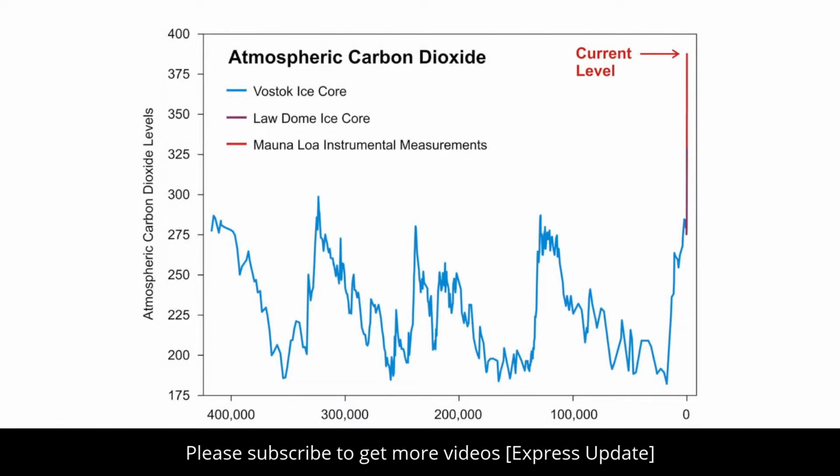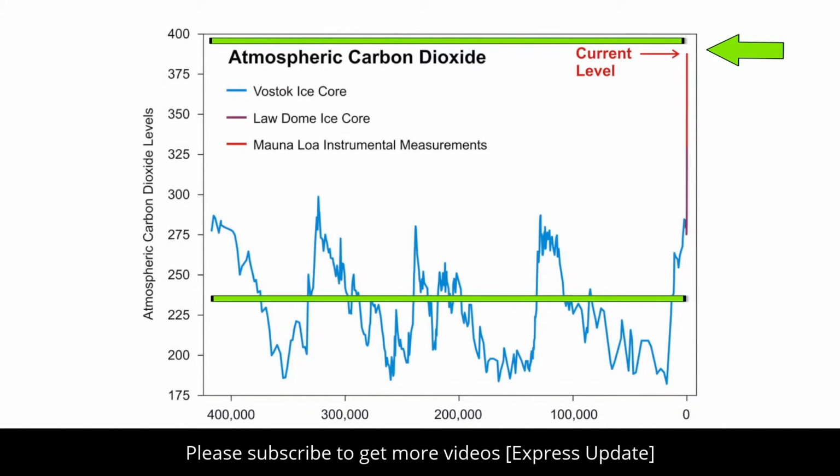As you can see in this diagram, the amount of carbon dioxide in the atmosphere was relatively stable for hundreds of thousands of years, at an average of around 230 parts per million. Then, about 100 years ago, the CO2 concentration in the atmosphere began climbing to where it is now, about 400 parts per million.